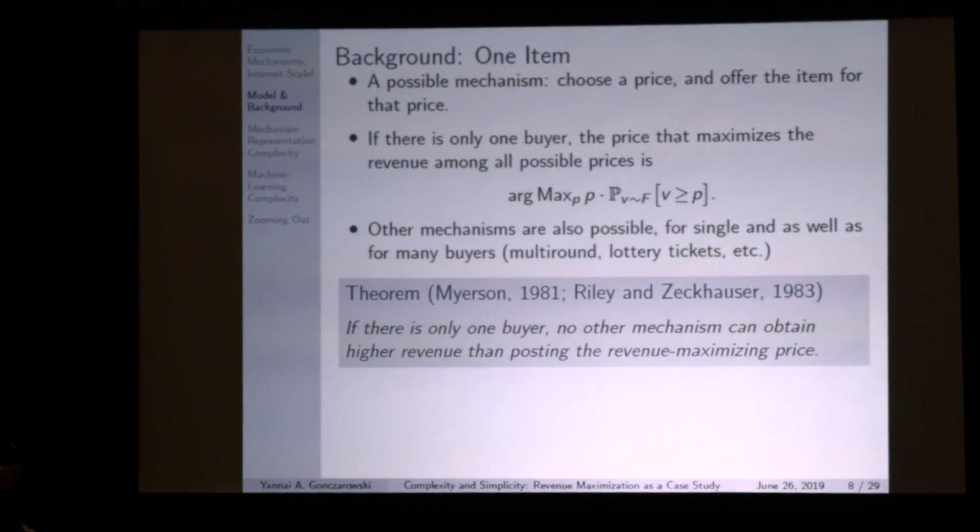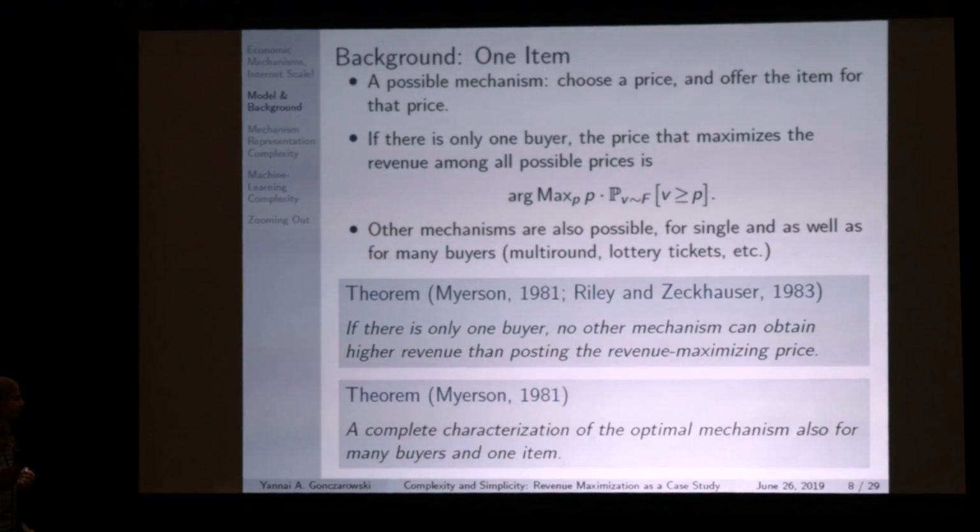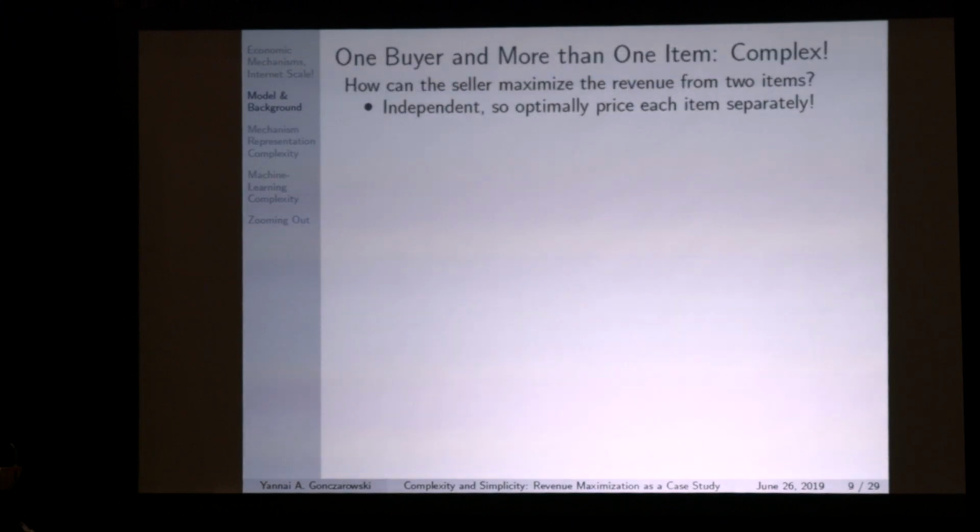And there's a very beautiful theorem by Myerson and Riley and Zeckhauser that says that if there's only one buyer, no other mechanism, however complex, multi-round, lotteries, etc., can obtain higher revenue than posting the revenue-maximizing price. And this was extended by Myerson to a complete characterization of the optimal mechanism also for many buyers, as long as we have one item, or what's slightly more generally known as one parameter.